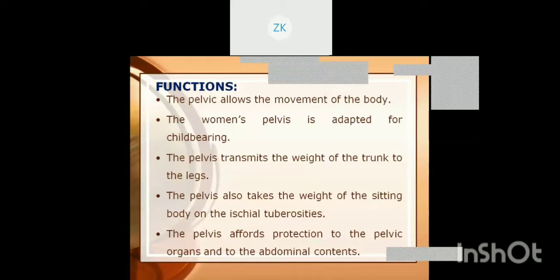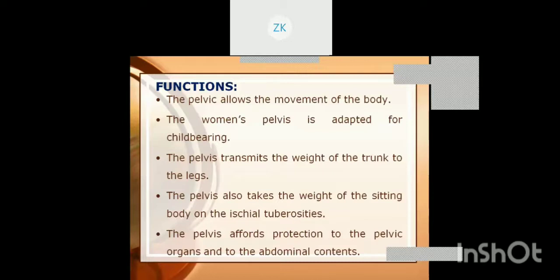And this pelvis is a bony structure, a bony cavity. So whatever is inside, that is the uterus, the fallopian tubes, these pelvic organs, and some parts of the abdominal contents, the pelvis protects them. So these are some of the functions that the pelvic bone performs in our body.